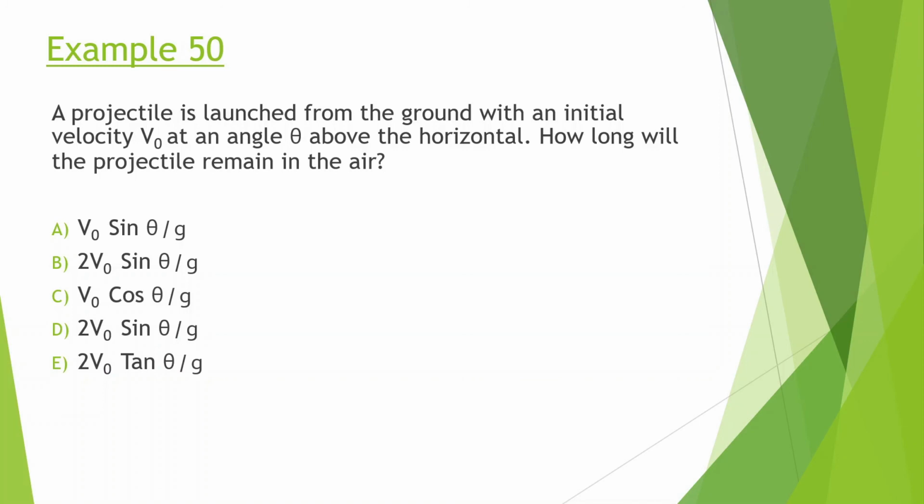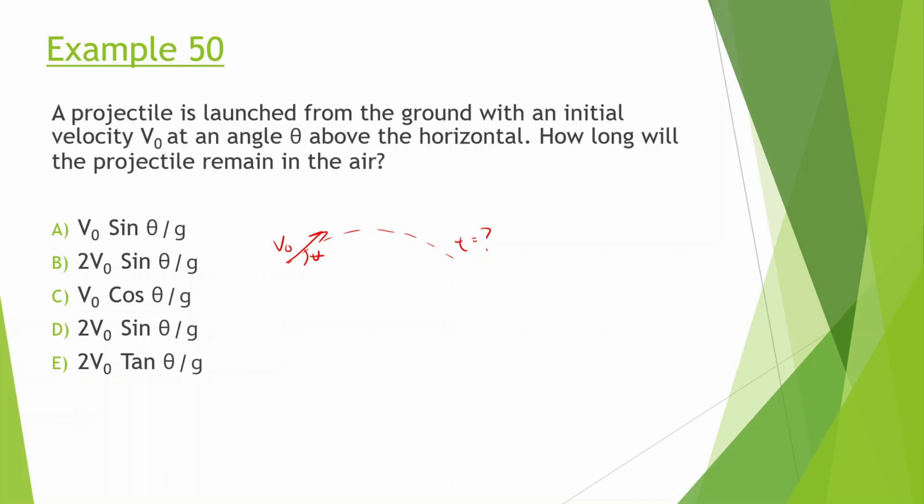A projectile is launched from the ground with an initial velocity v initial at an angle theta above the horizontal. How long will the projectile remain in the air? Okay, so let's do this. A projectile is launched from the ground with an initial velocity v initial at angle theta. How long will the projectile remain in the air? Okay, then we're looking for time.